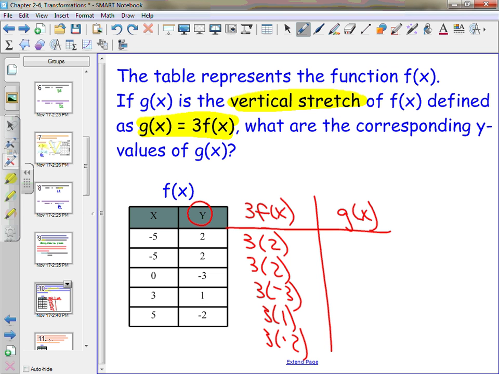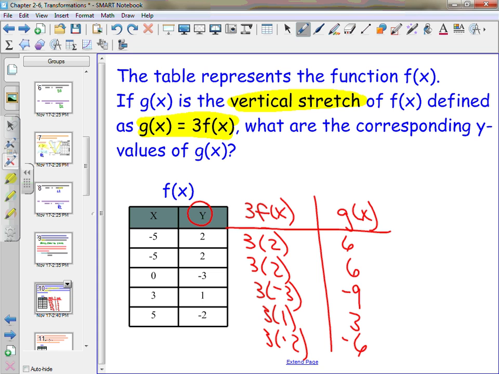Do we see that? I took every one of my y values for my f of x function and multiplied it by 3. So what is 3 times 2? So I have 6 2 times. What's 3 times negative 3? And what's 3 times 1? And what's 3 times negative 2? Do we see that that's my g of x function?